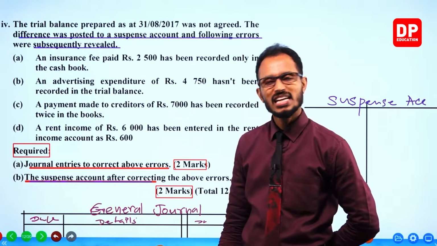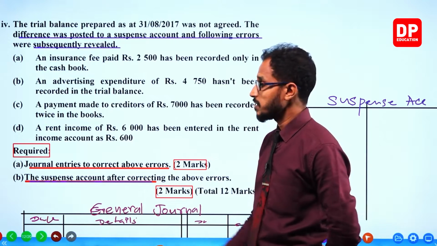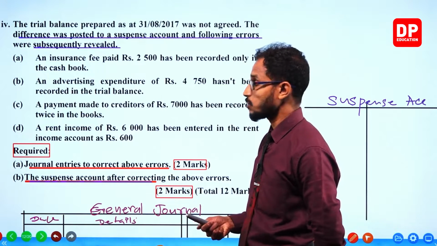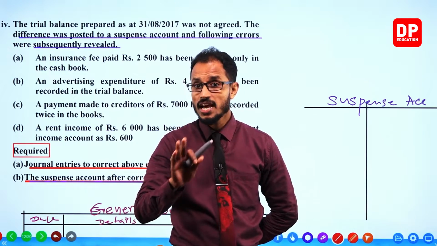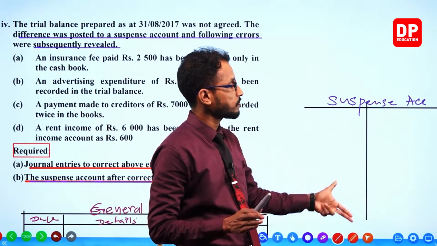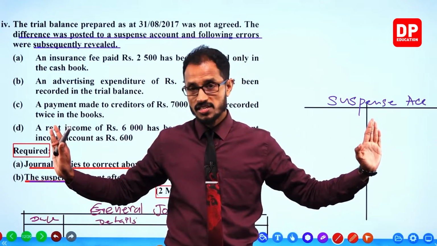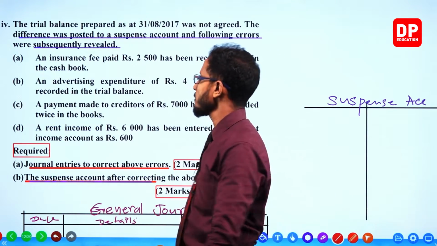Let's just correct the errors first. Then we can find the difference of the trial balance. I told you the suspense account is a temporary account. This is a plaster, a temporary plaster. When the errors are corrected, this goes out. Got it?